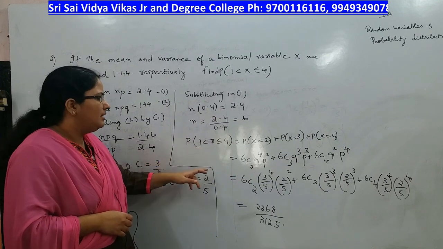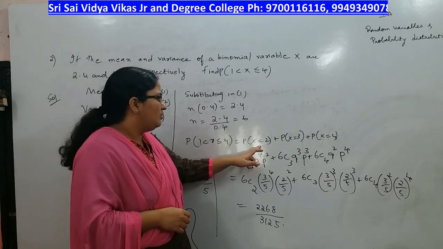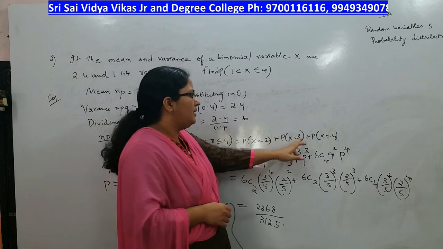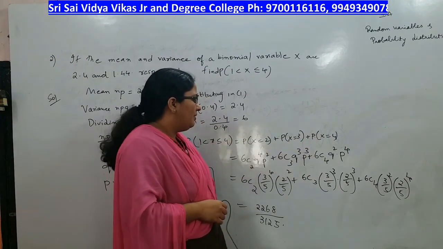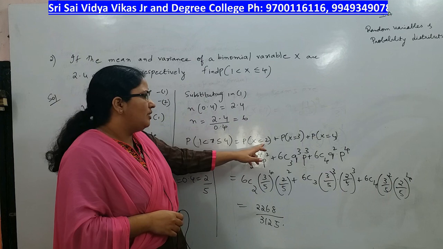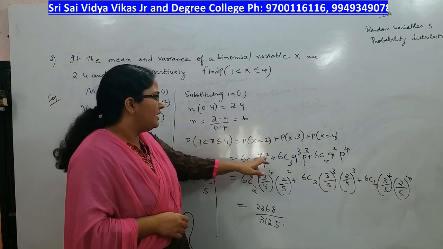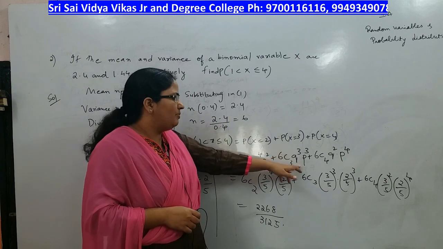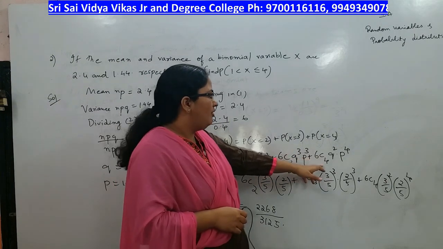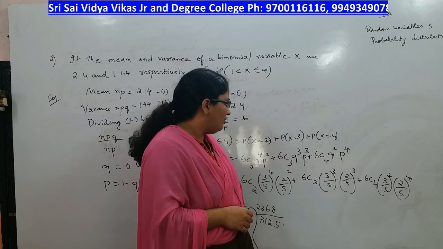You have to find P of 1 less than x less than or equal to 4. So that will be P of x is equal to 2 plus P of x is equal to 3 plus P of x is equal to 4. Since you have 2 here, you get 6C2 Q power 4 P square, 6C3 Q cube P cube, 6C4 Q square P power 4.